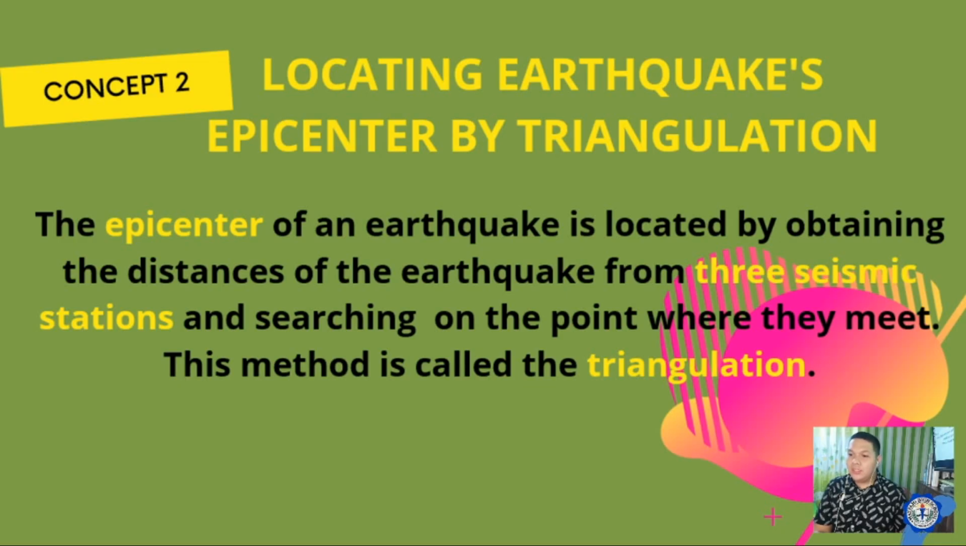So that ends our video. So for concept number 2, locating an earthquake's epicenter by triangulation. The epicenter of an earthquake is located by obtaining the distances of the earthquake from 3 seismic stations and searching for the point where they meet. This is called the triangulation method.